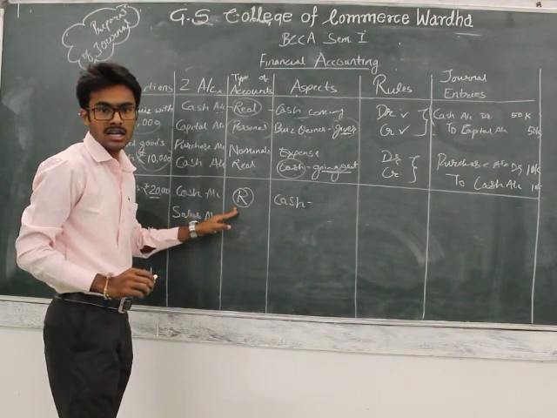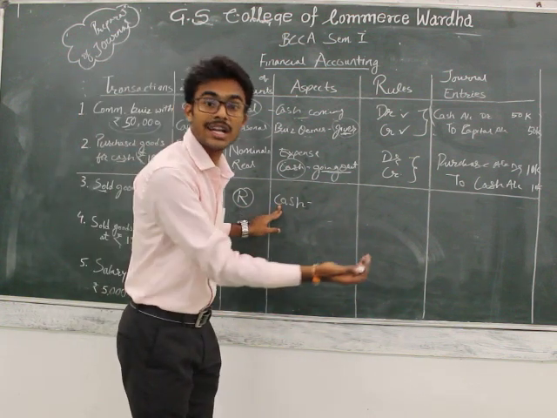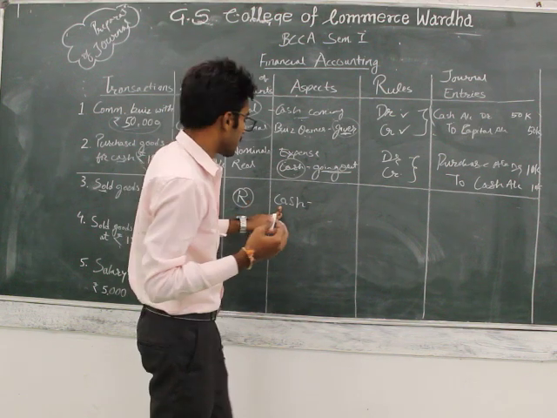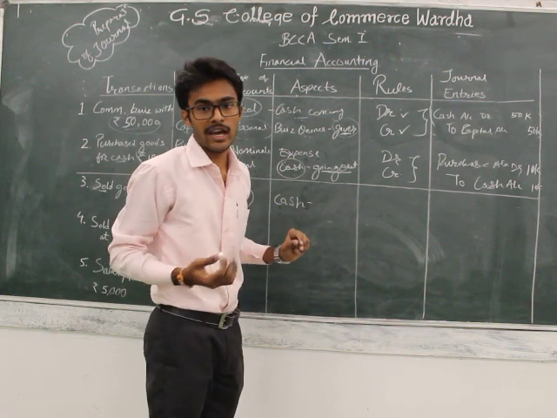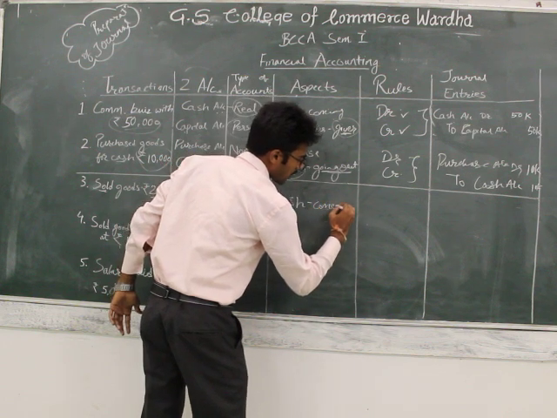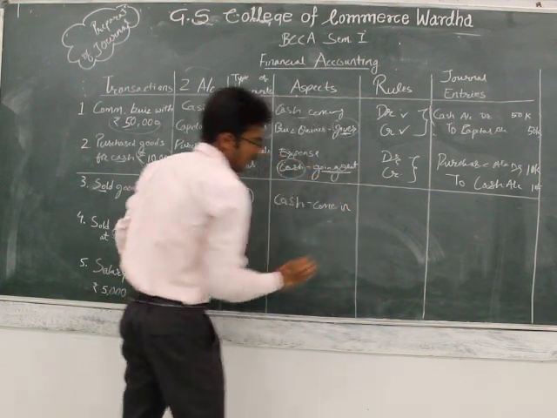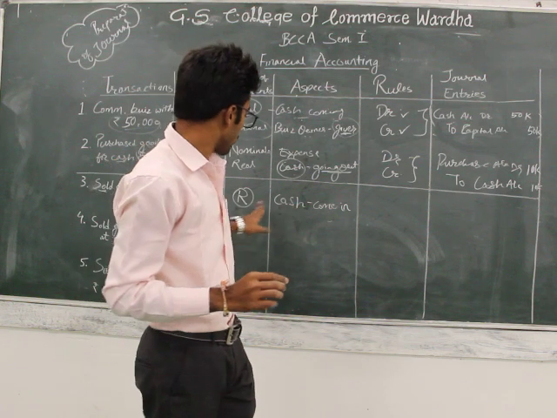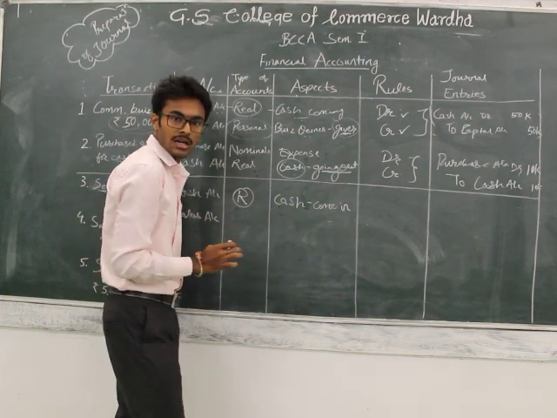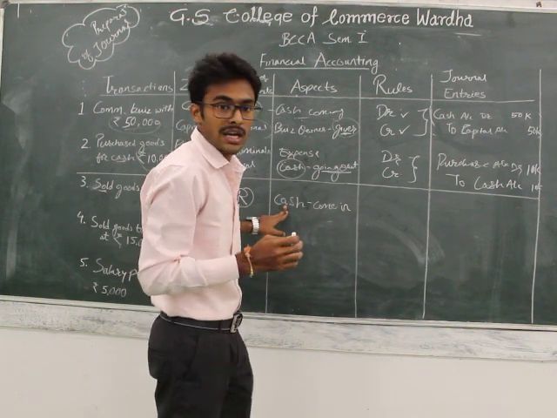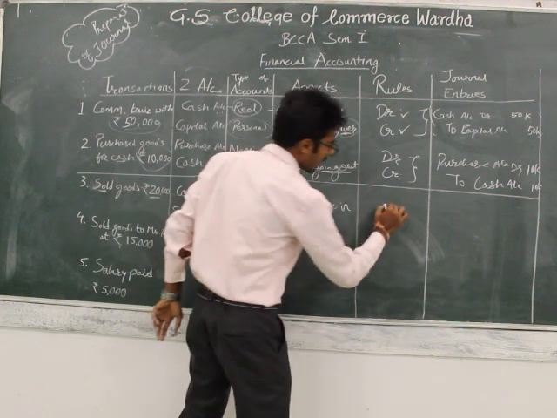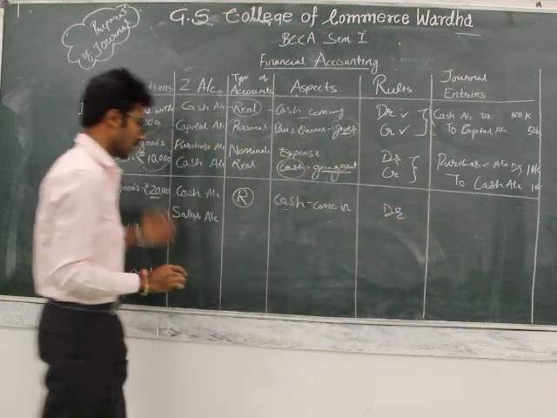Cash account is a real account, and cash is coming in. When we sell goods, there will be an inflow of cash. The golden rule for a real account is: debit what comes in, credit what goes out. Cash is coming in, so debit what comes in. That means cash will be debited, right?